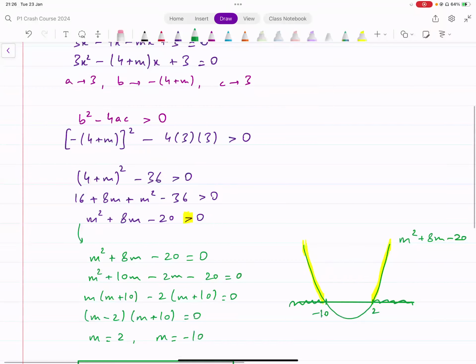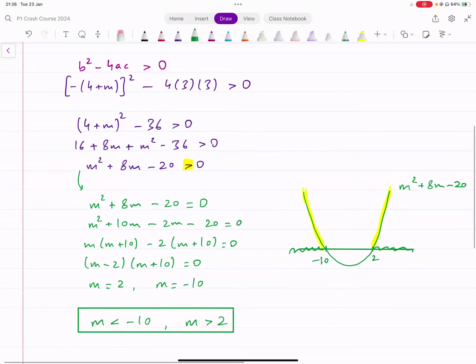So this is what happens. We put b square minus 4ac greater than 0 in this case. Sometimes you will be inputting that less than 0, sometimes greater than or equal to 0. And then you can solve those inequalities using the process that we have just learned. Okay.